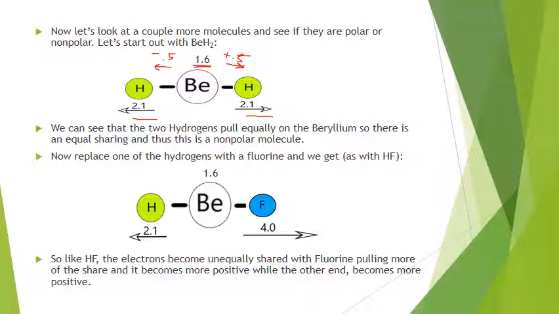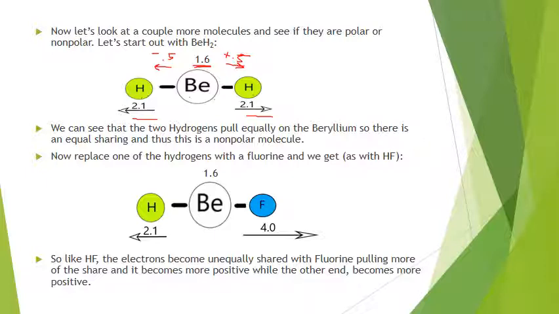Now, when you put these two together, you'll notice that the two polar bonds cancel each other out, and that's because of the linear shape and the equal and opposite atoms being pulled on it. So this is a nonpolar molecule that has polar bonds.